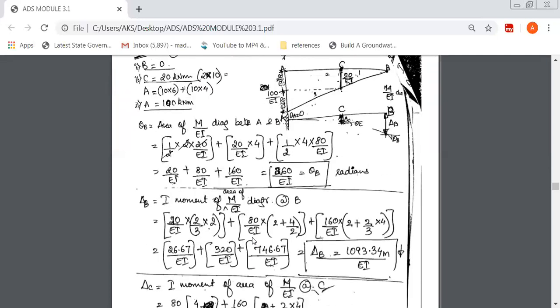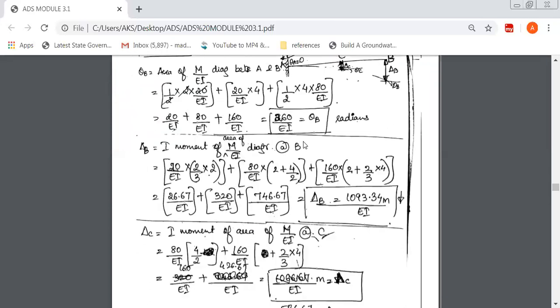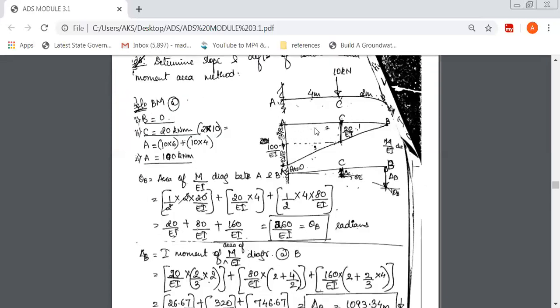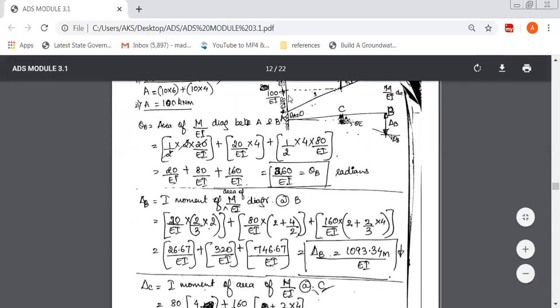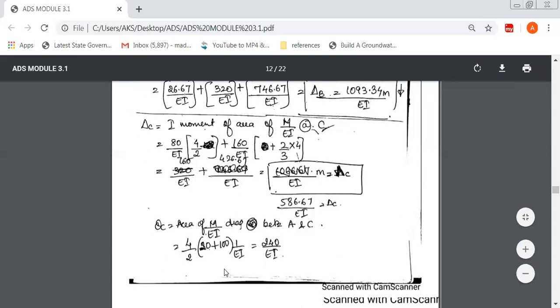So because there are only two areas, what you can do here is area of this plus area of this. Okay. So the area of the second quantity, we already know, is 80. Next, the area of the third quantity is 160. So when you add both of these, 160 plus 80, that is 240 over EI. Now you can check this out. What I have done here is I have taken the area of a trapezium.